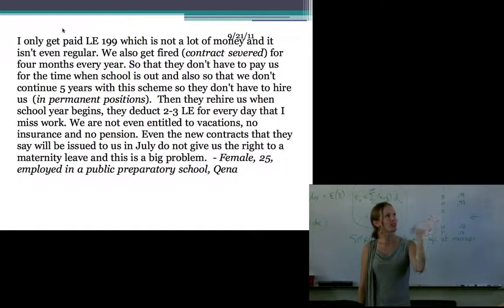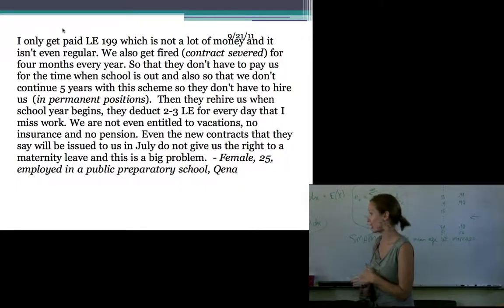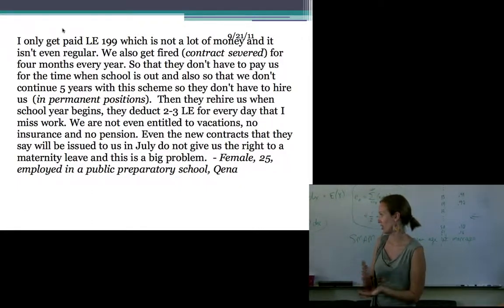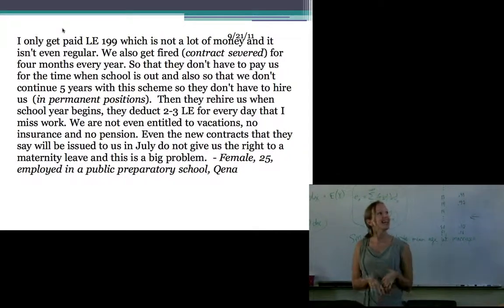So this girl, for example, they sever their contracts for 4 months every year so that they don't have to pay us for the time when school is out, and so that we don't continue for 5 years within this temporary hiring scheme, at which point they would have to give us permanent positions with Social Security and healthcare and all these kinds of benefits. So they rehire us when the school year begins.